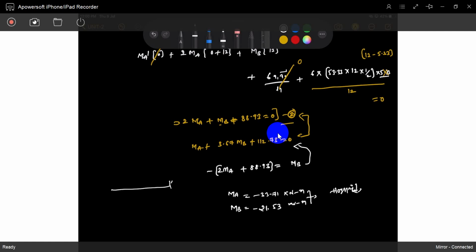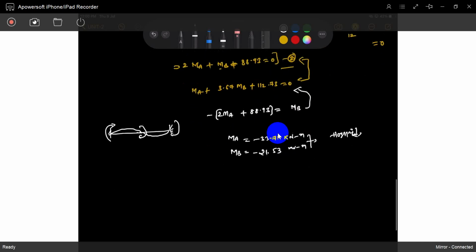Whenever you apply the couple moment, only then will it come like this. So it is a hogging moment, but it is a sagging moment. Understood? Whenever a couple is acting, it will get a positive sign. Remaining everything is almost not, not exactly but almost. Okay, that's it.